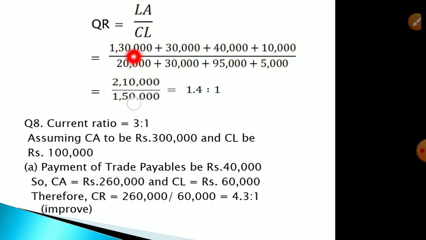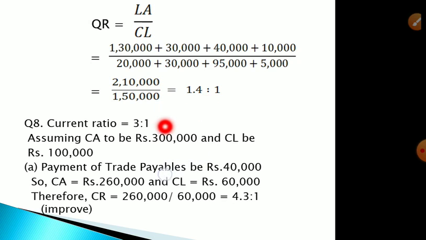or excluding inventories and prepaid expenses, we have written the amount of liquid assets over here, that is trade receivables less provision 1,30,000, short-term investment 30,000, cash and bank balance 40,000, accrued income 10,000. Current liability amount will remain the same as we have done in the current ratio formula. So the total of liquid assets is 2,10,000 and that of current liability is 1,50,000. So this will give us 1.4:1 as the answer.